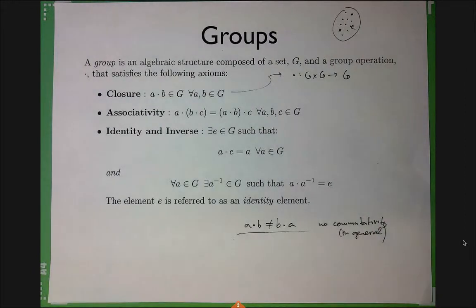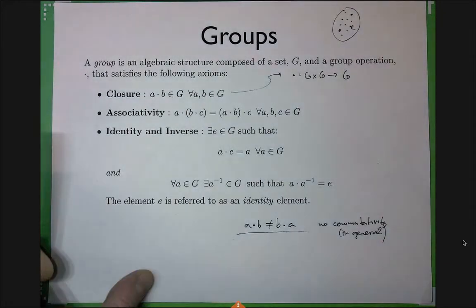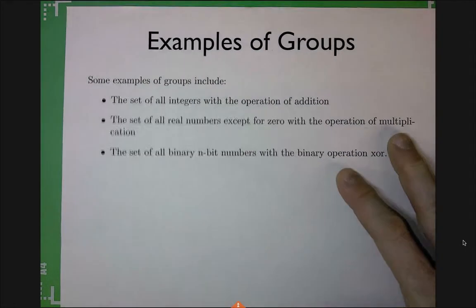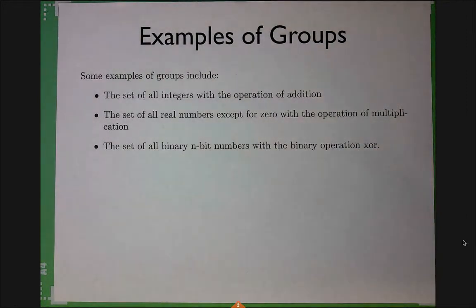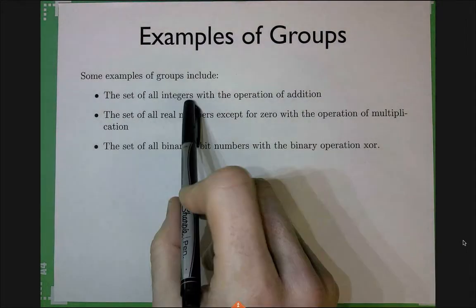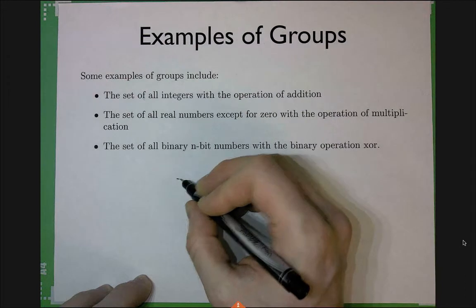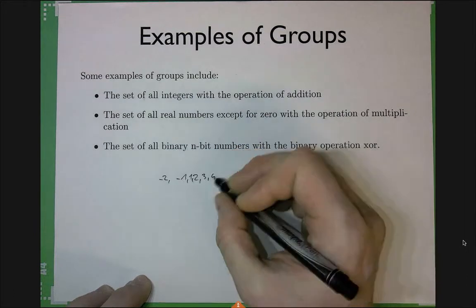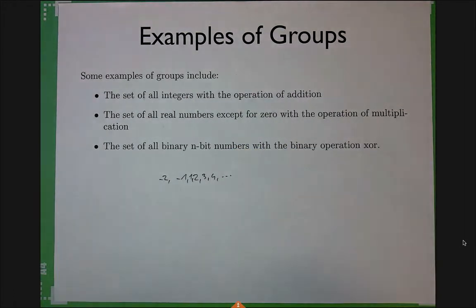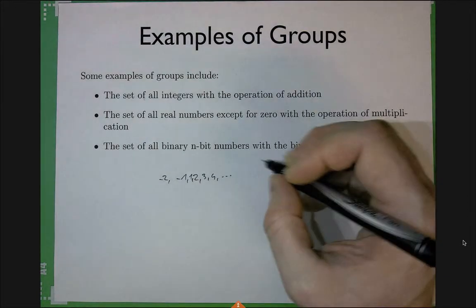So let's look, it's always good to look at some specific examples. So here are some examples of groups. The first example is actually the case where you do have commutativity. The first example is I take all integers, minus 1, 2, 1, 2, 3, 4, also minus 2, and so on. All integers and the operation of addition, so adding two integers.